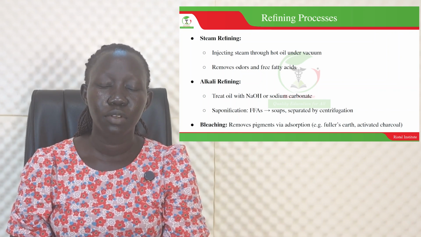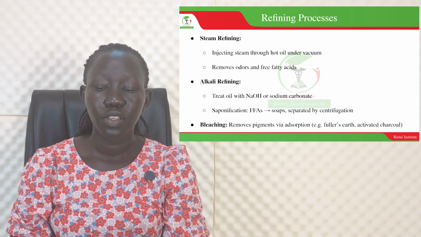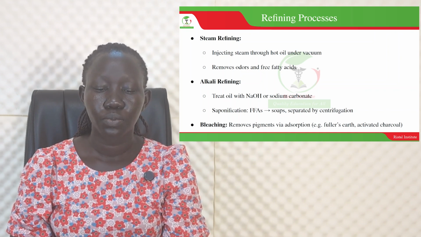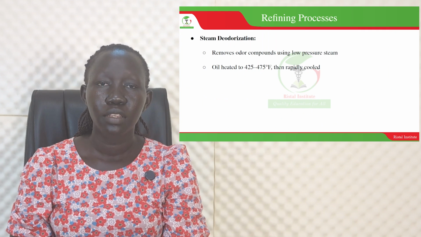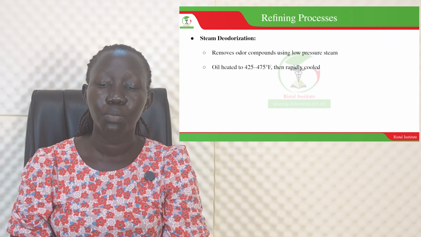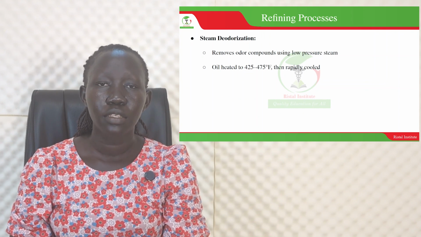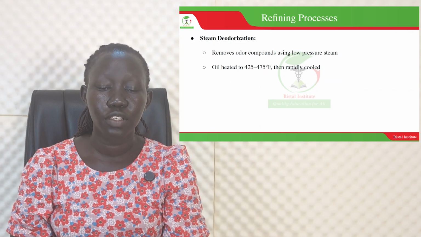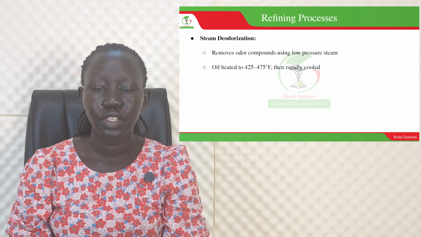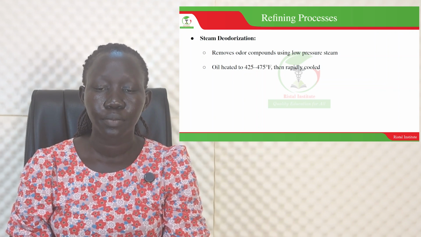And the other process is bleaching. This involves removal of pigments via adsorption, for example, with fuller's earth and activated charcoal. Then steam deodorization removes odor compounds using low pressure steam, and this is done with oil heated up to a temperature of 425 to 475 degrees Fahrenheit, and then involves rapid cooling.